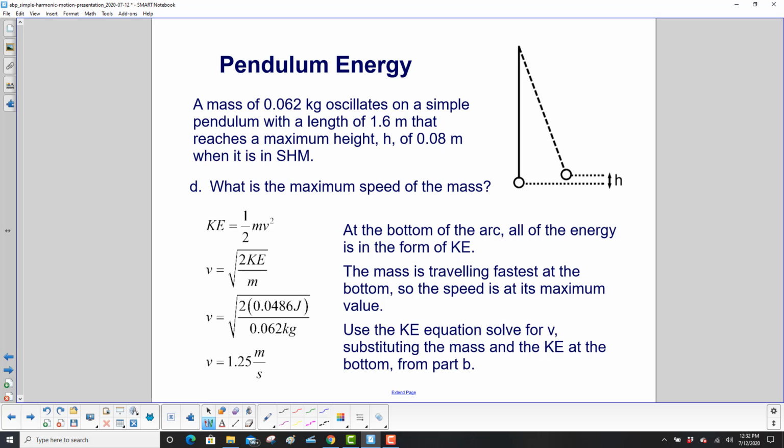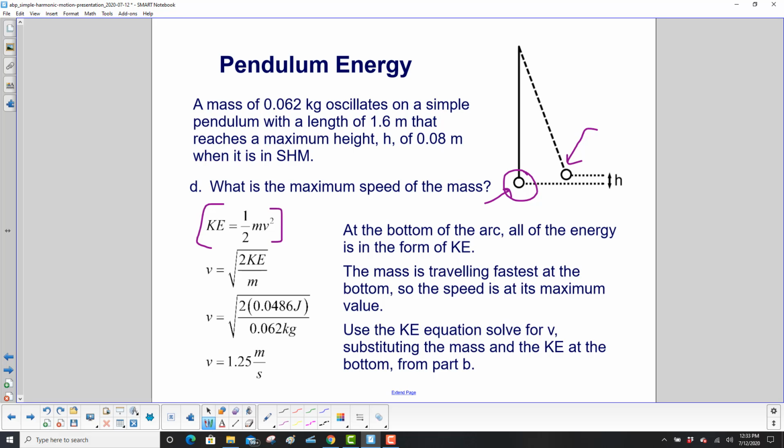What is the maximum speed of the mass? Well, let's look at the bottom when the only energy we have is kinetic. Kinetic energy is 1/2 mv squared. So where you have the maximum kinetic energy, that's also where you have the maximum speed. The mass is traveling fastest at the bottom, over here, and slowest at the top, where it's equal to 0.